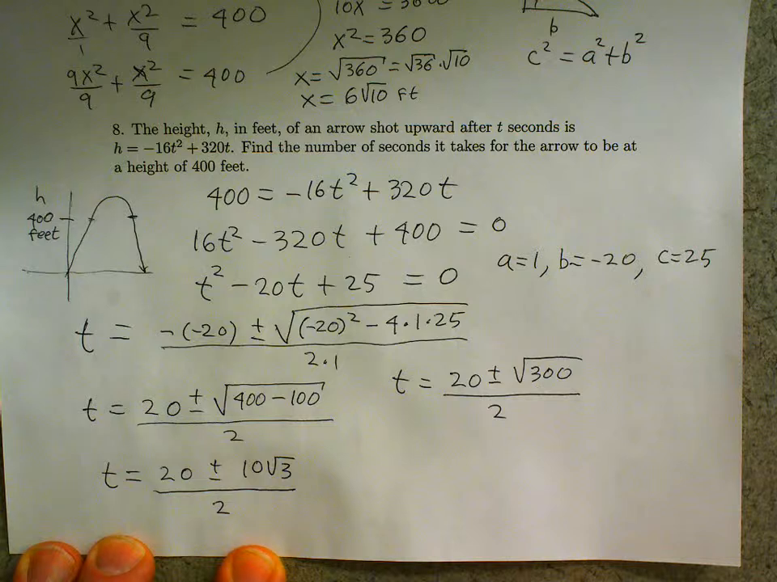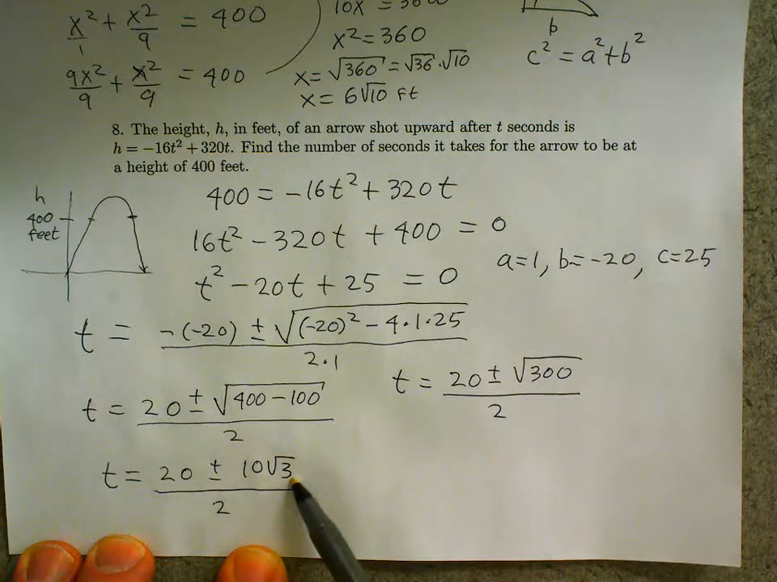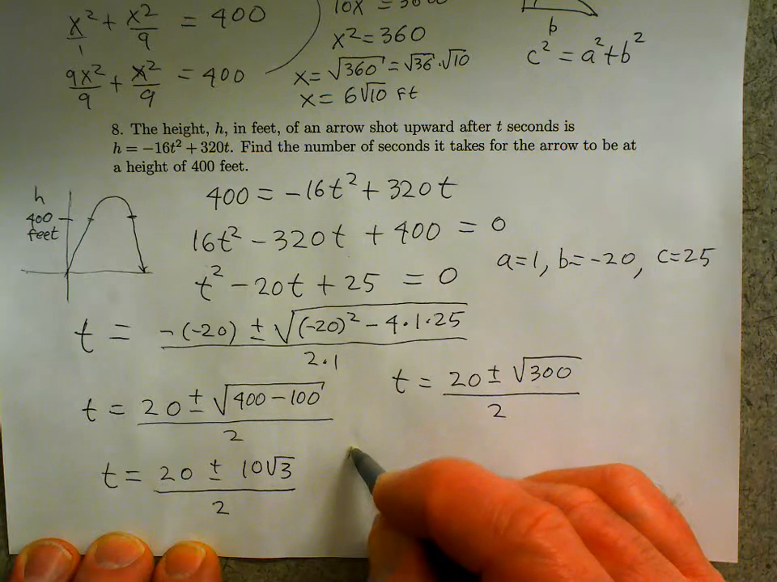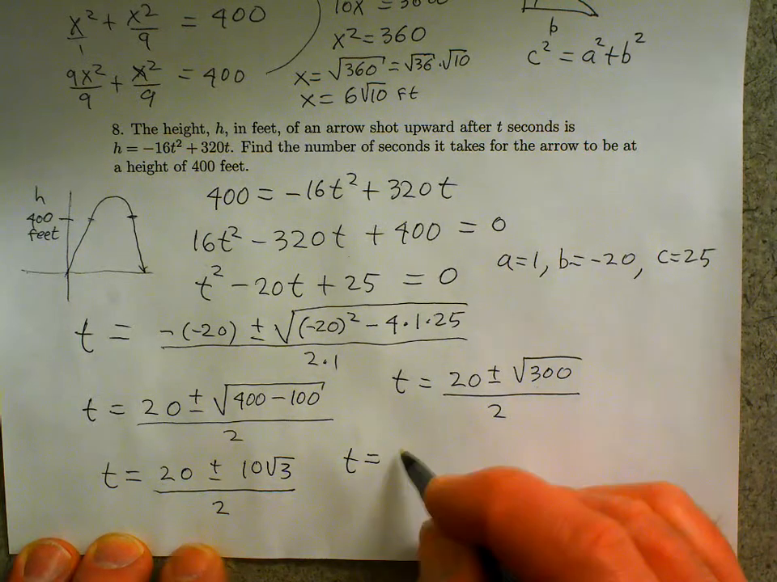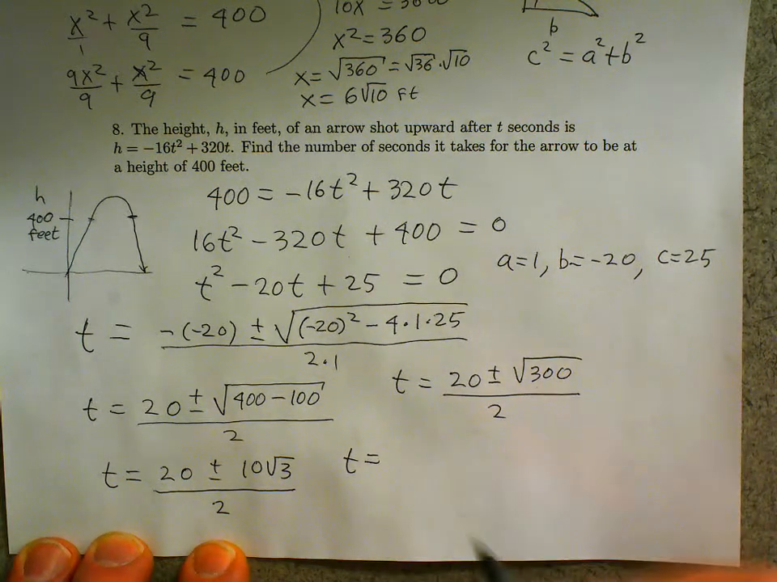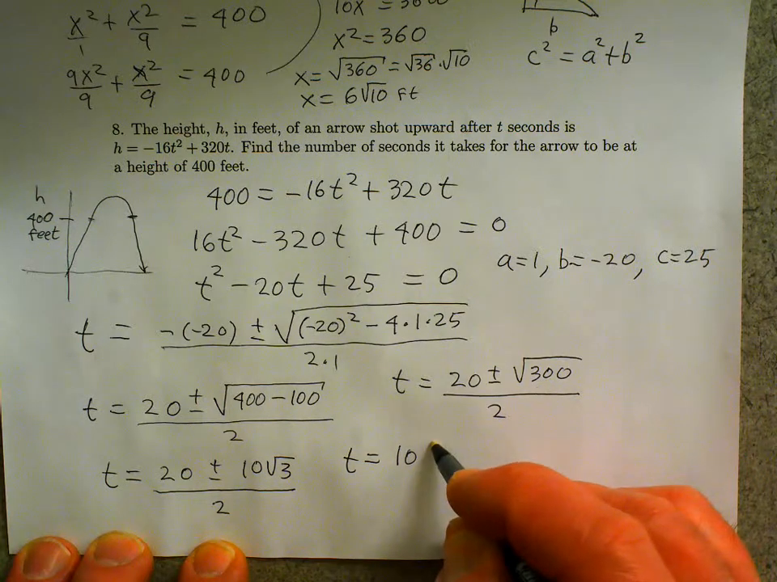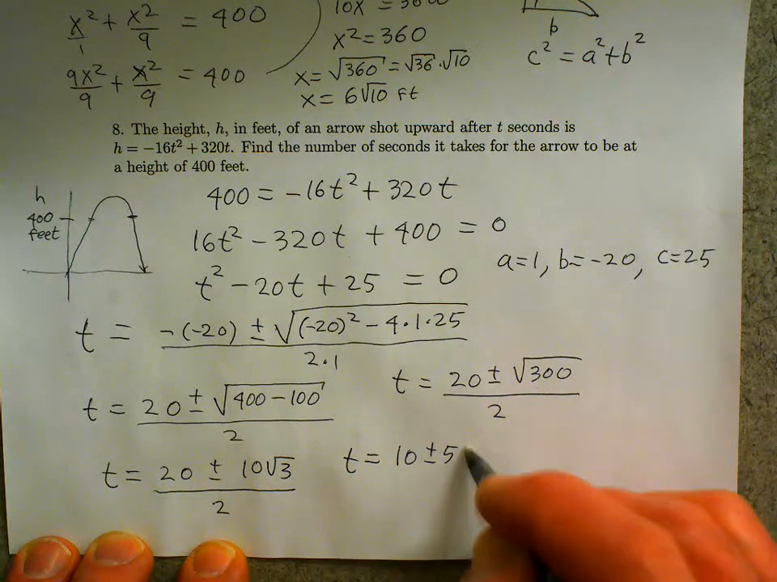So what next? Divide everything by 2. Yeah, every factor in the numerator, 20 and the 10 times the square root of 3, has a common factor of 2 with the denominator. So after we cancel the common factor of 2 from all of the terms, we get t equals 10 plus and minus 5 times the square root of 3.